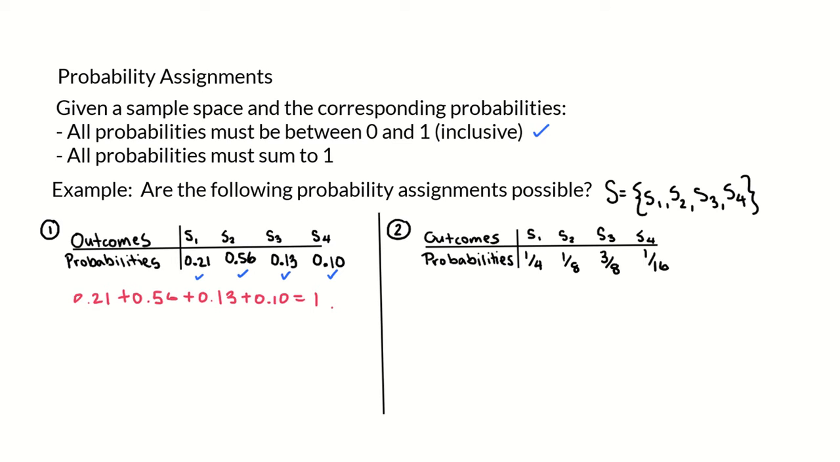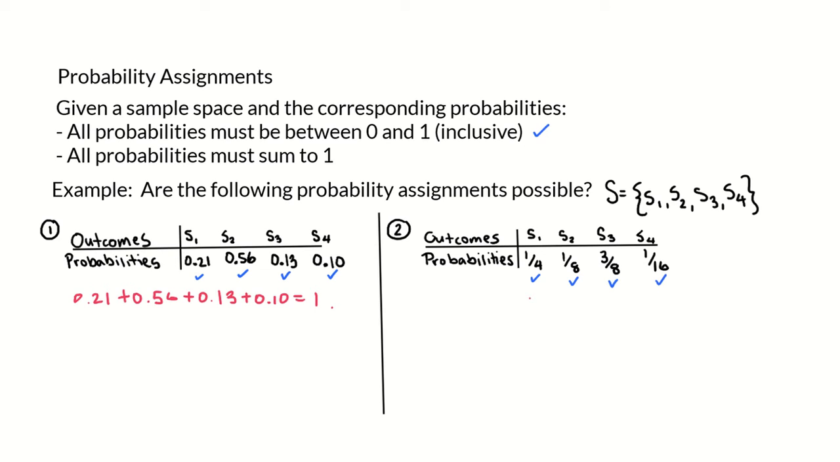Okay, second example. We first check that all of these are between 0 and 1. All of the probabilities, 1/4, 1/8, 3/8, and 1/16 are all between 0 and 1. And then we want to check that they sum to 1. Since the denominators are different, we would first get a common denominator, which would be 16.